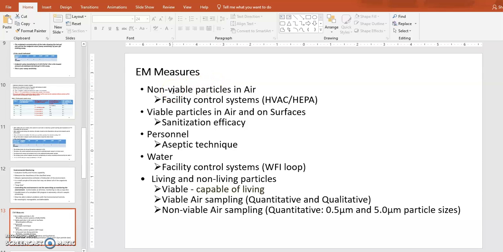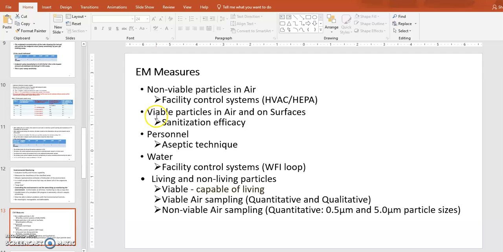non-viable things in your sample. If you are taking an air sample, for example, in your clean room, you need to measure how many particles are floating in your air sample, by using a special device called a particle counter. So facility control systems, for example HEPA filters, their quality will be demonstrated by measuring the amount of particles present in your clean air.